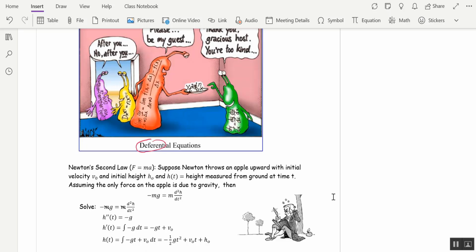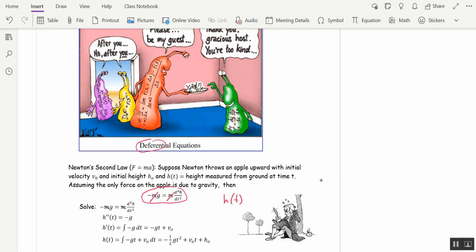So for example, let's look at Newton's second law. Suppose Newton throws an apple up in the air. I'm changing the story a little. He's throwing it up, and h of t is the height of the apple from the ground at time t. Suppose the only force acting on the apple is acceleration due to gravity, then we're solving this differential equation. Force is mass times acceleration. So here's mass, here's acceleration, and force is mg. That's acceleration due to gravity.